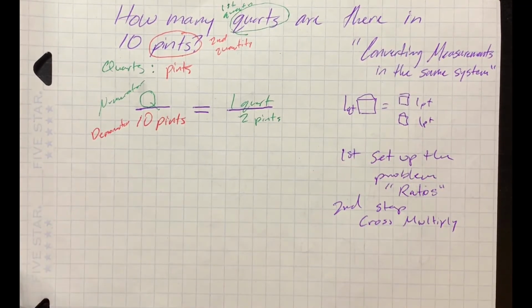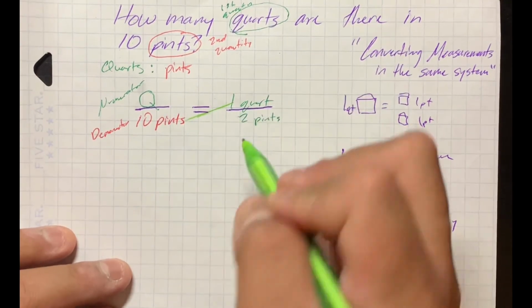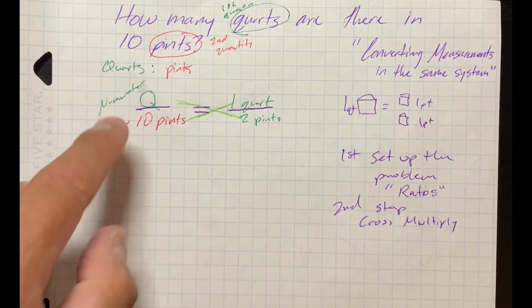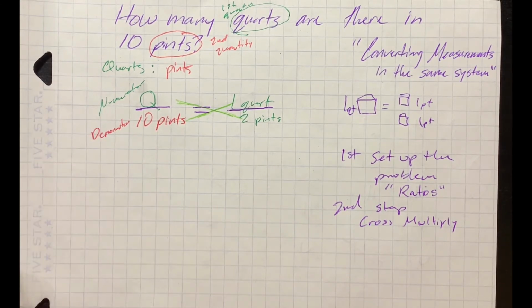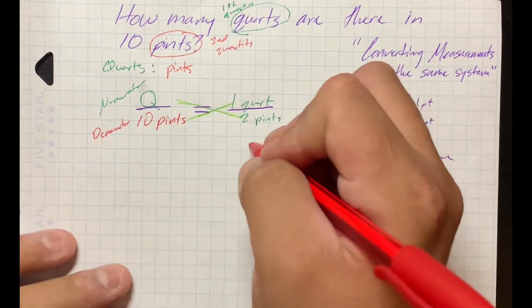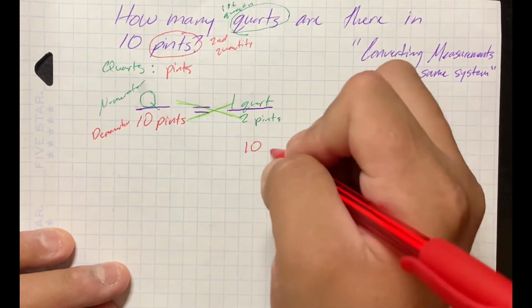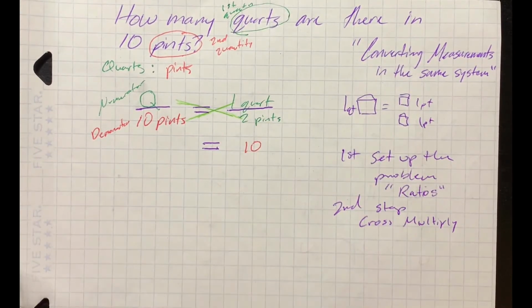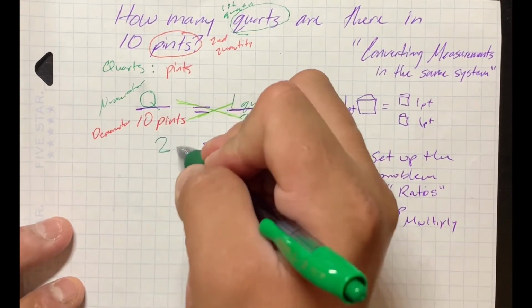By that, I mean that we're going to multiply 10 times 1 and Q times 2. Again, the Q stands for the unknown value. We don't know how many quarts are in 10 pints. So we're going to find that out by cross multiplying. 10 times 1 is going to be 10, so I'm going to write 10 here. And then I want to multiply 2 times Q. Now 2 times Q is going to be 2Q.